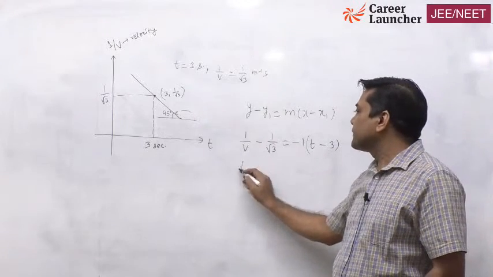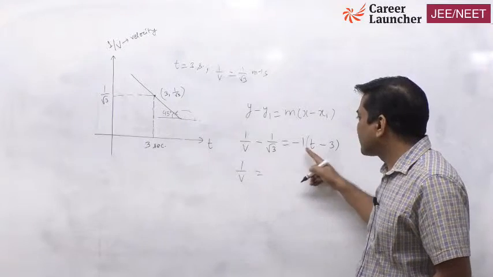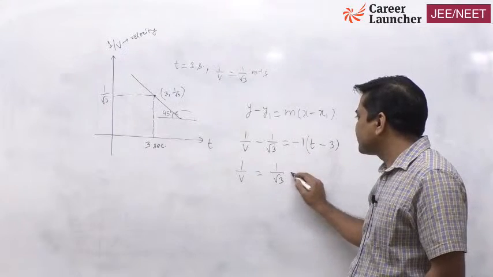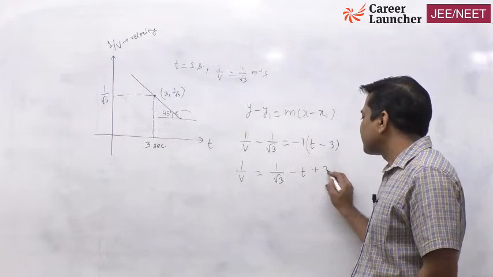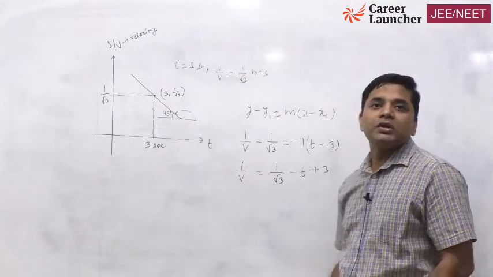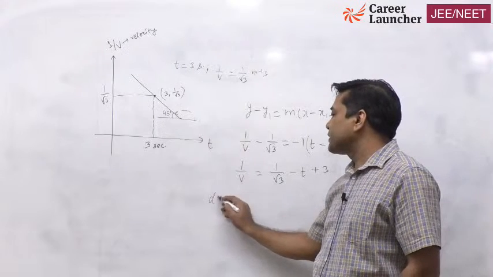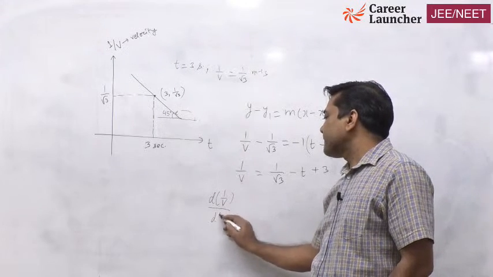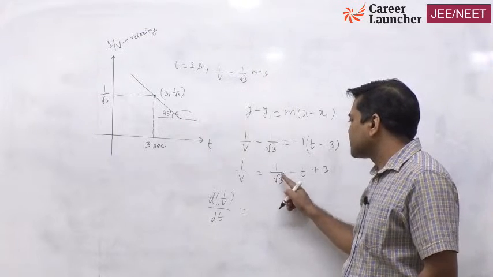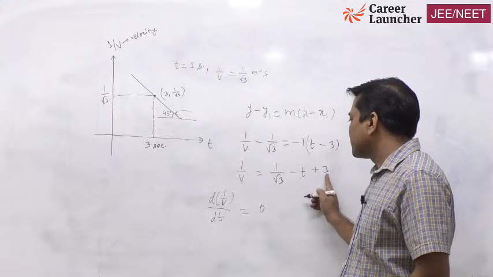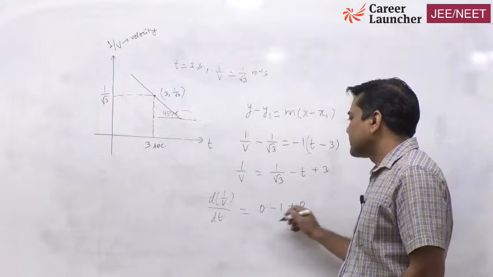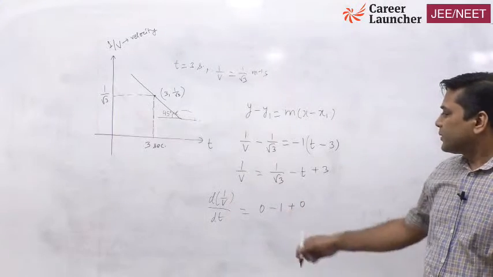So 1 by v equal to, now you can have a look that this will go this side, it will become 1 by root 3 and minus t, minus of minus plus 3. Okay, so this is the value we got. We can differentiate this with respect to t. So differentiation of 1 by v with respect to t equal to, this one is 0, this is -1, differentiation with respect to t is 1, and this is 0.